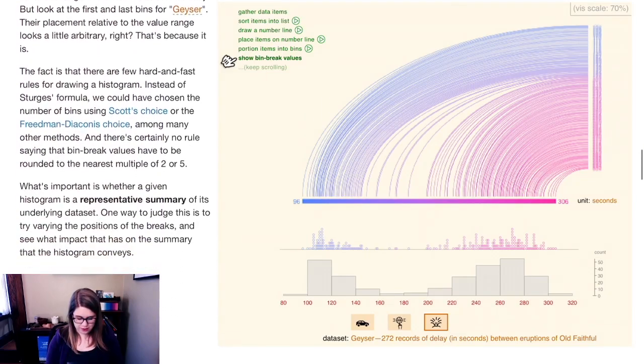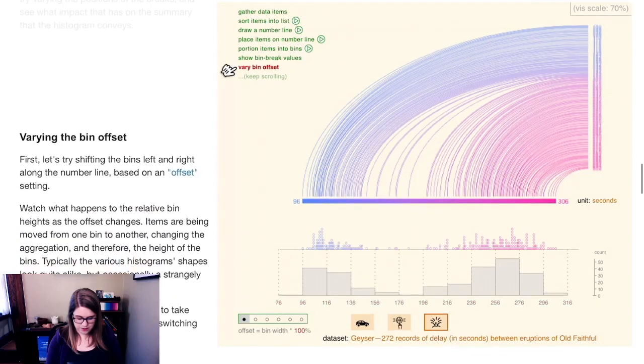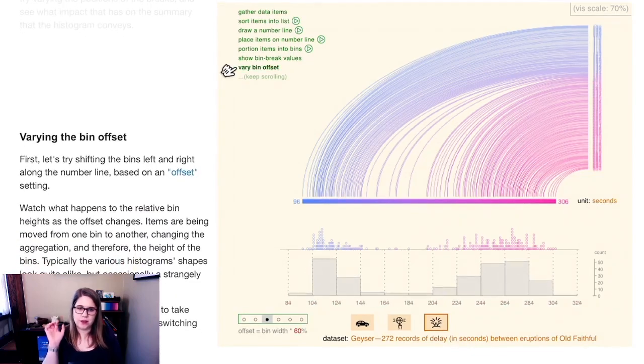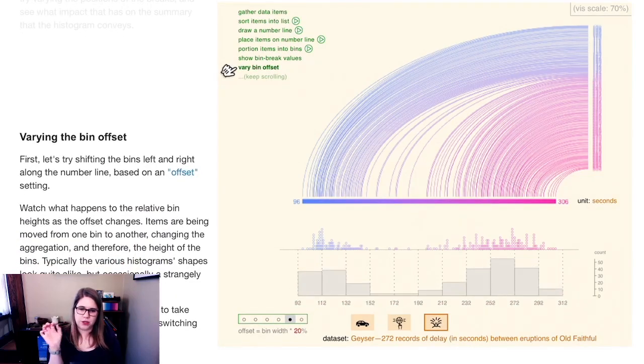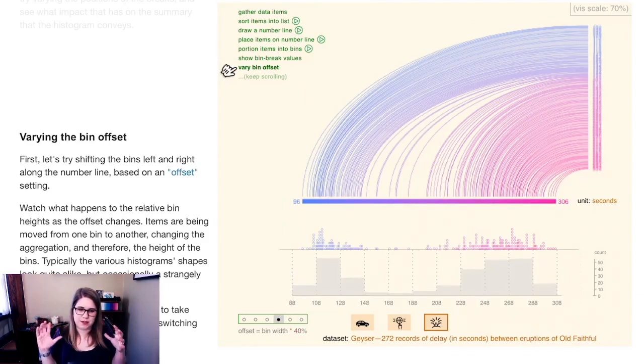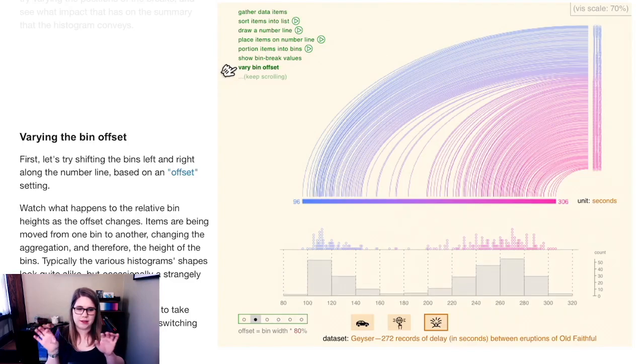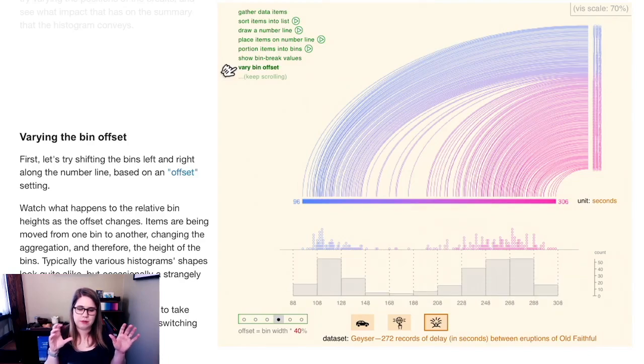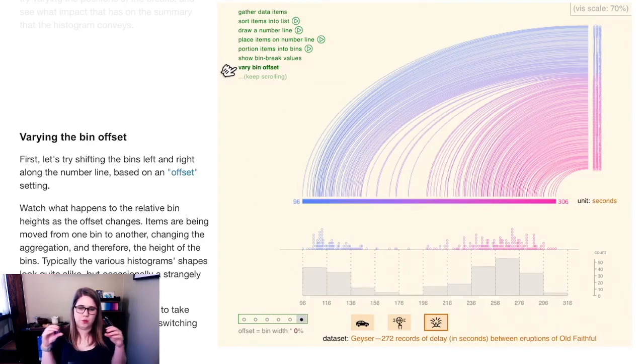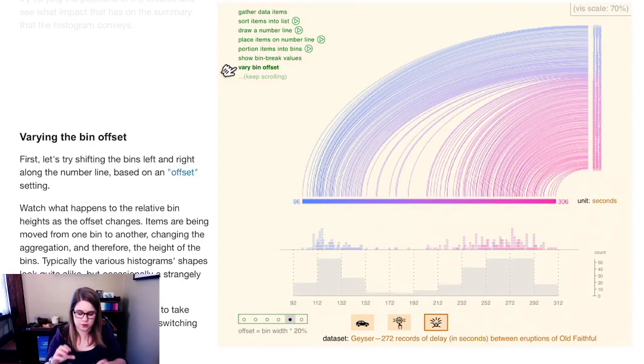So I could bump those bin offsets over just a little bit, leaving the bin width the same, but looking at slightly different bin offsets. And then this overall sense of my data is going to change slightly. I think I can see the sort of bimodality no matter what offset I pick, but sometimes it gets more smoothed out and it looks more sort of uniform in one piece or another.